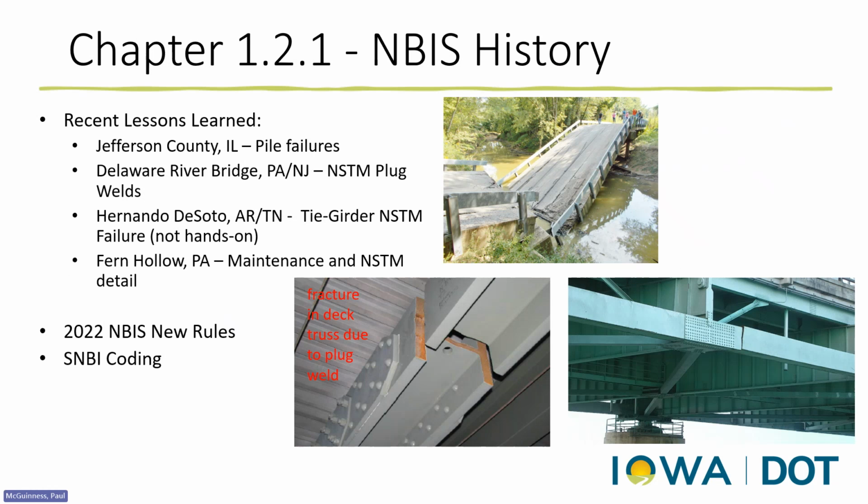NBIS history. The previous manual had a nice page on history pre-2015. Here are some examples and photos of what has transpired in the last 10 years. So bridges still have issues. They haven't gone away, but we condensed the old history and introduced some new examples of problems, and not just what failed, but why it failed, to learn from that. Some of these were caught before they failed, other ones after the fact.